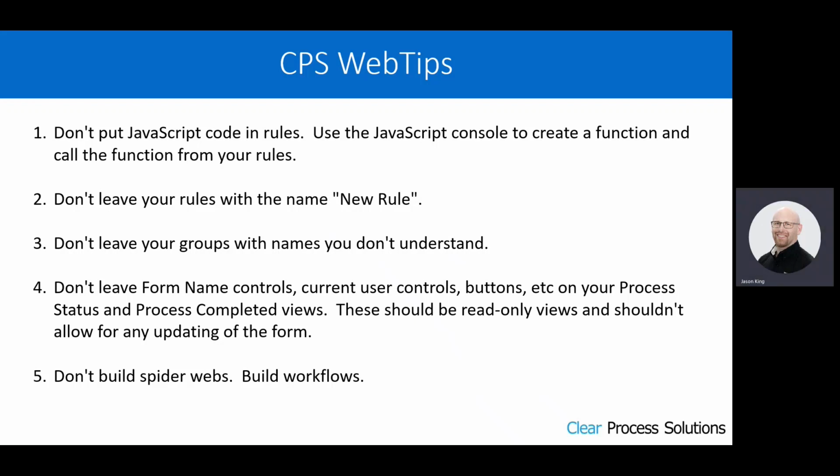So let's just start off the bat. I'll go through these things and then I'll demonstrate what I'm talking about within our Evolve environment, Winshuttle Evolve. First of all, don't put JavaScript code directly in your rules. We should use the JavaScript console to create a function and then call that function from the rules. We'll also talk about how we should not be leaving the rules that we create with the name new rule.